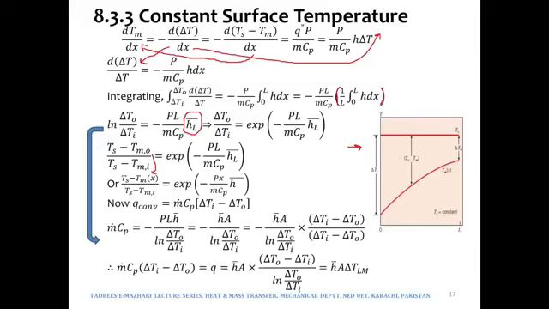So it is again mass flow m times Cp times Tmi minus Tm naught or Tm naught minus Tmi. Because the fluid is getting heated up, it would be Tm naught minus Tmi, and this negative will make Tm naught positive.